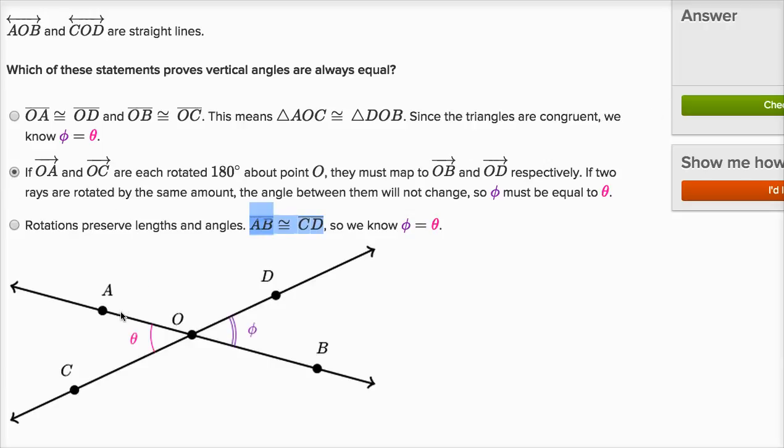So I'm going to go with the second one. It takes a little bit of visualization, but if you took angle AOC and rotated it 180 degrees, which means take the rays that make it up and rotate them 180 degrees, you get to angle BOD. And the angle between those rays, or the measure of the angles we're talking about, shouldn't change. So I feel really good about this second choice.